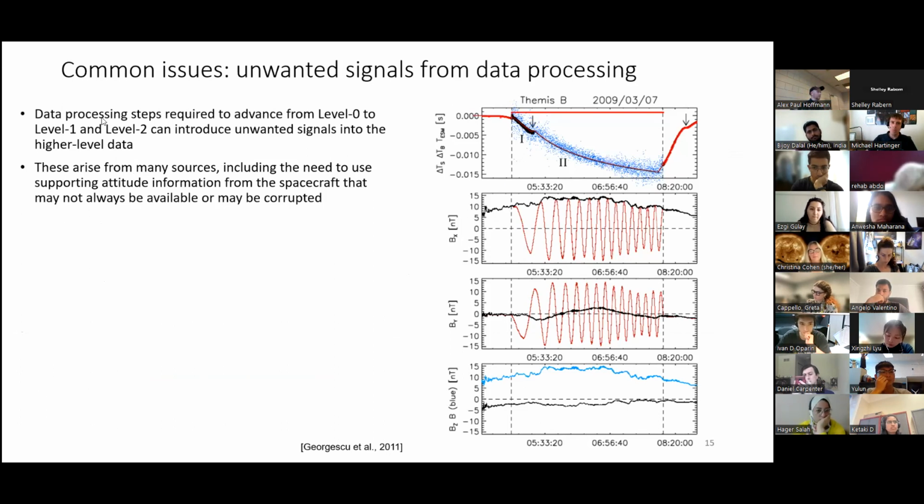So, for example, for magnetometers, there are some things that can happen when you go from level 0 to level 1 to level 2 that can introduce unwanted signals into the level 2 data. They can come from many sources.